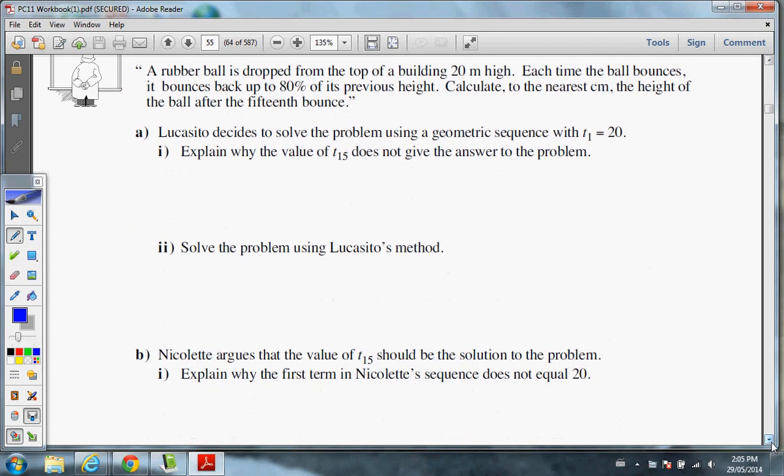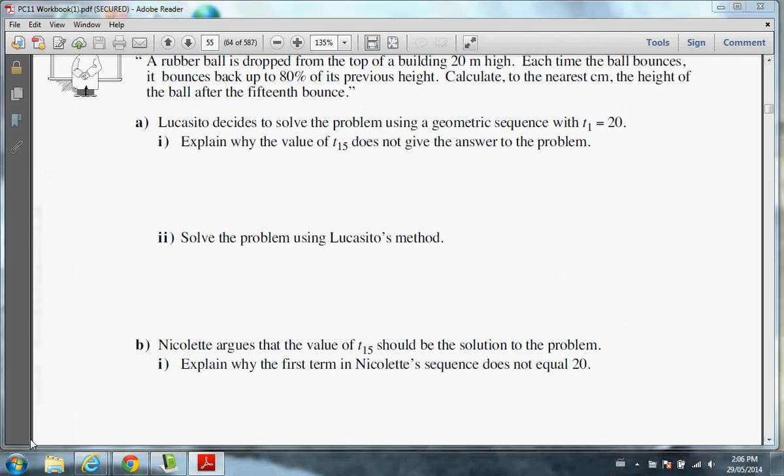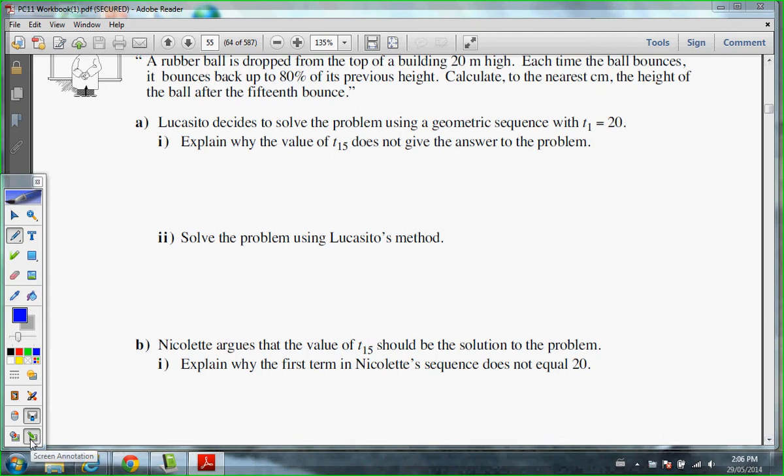All right, so consider the following problem. A rubber ball is dropped from the top of a building 20 meters high. Each time the ball bounces, it bounces back up 80% of its previous height. Calculate, to the nearest centimeter, the height of the ball after the 15th bounce. Lucasito decided to solve the problem using a geometric sequence with T1 being 20. He wants T1 to be 20. Explain why the value of T15 does not give you the answer to the problem. Because if he's doing T1 as 20, that's actually at the top of the building.